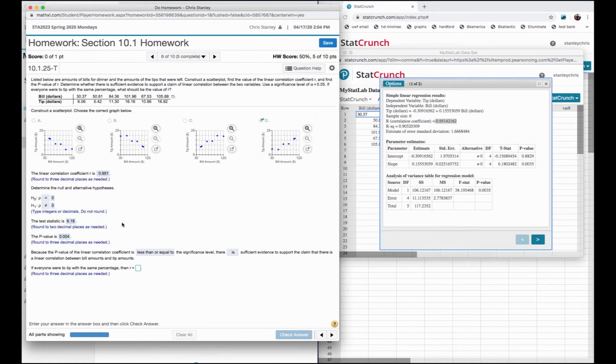So these are actually all in the lesson where I said not to worry about this, but you might see this stuff on a test. If everybody was to tip the same percentage, it would be a perfect increase. It would be 1.